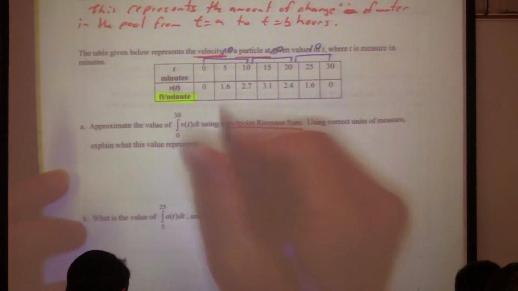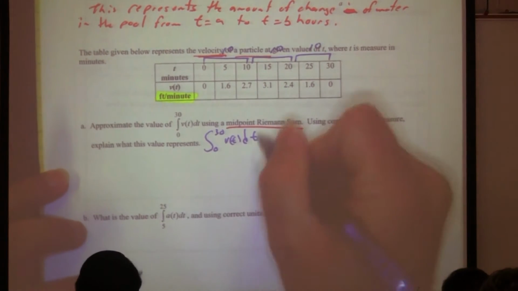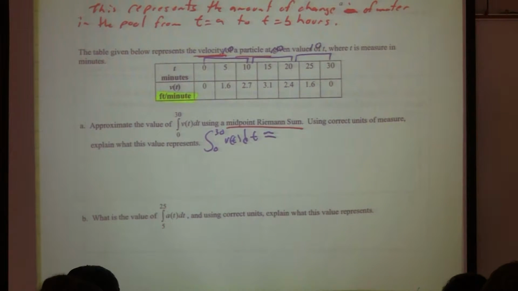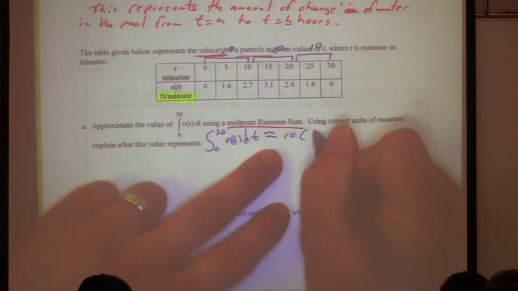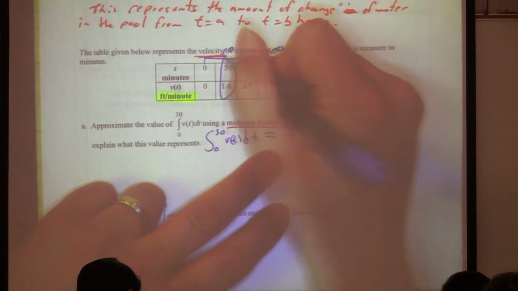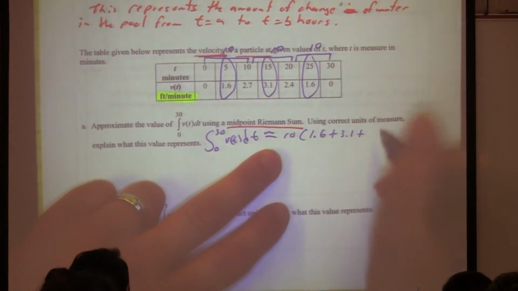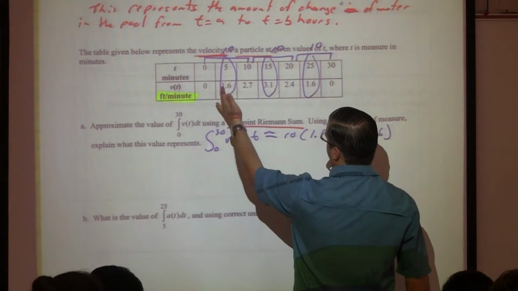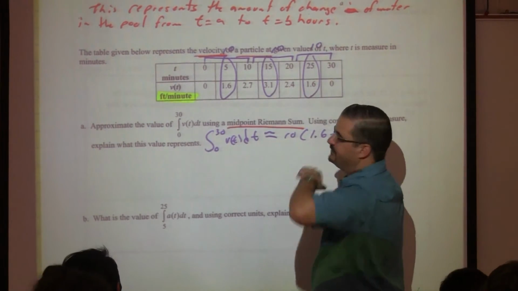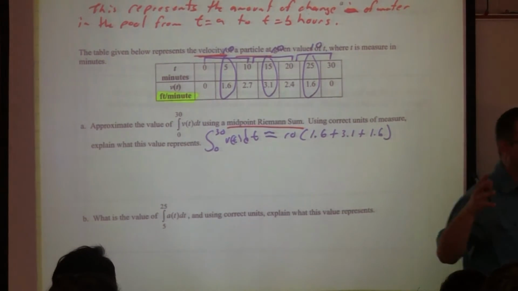So the integral from 0 to 30 of v of t dt should approximately be, not equals because we're doing a Riemann sum, and what would I write? 10 times 1.6, because that's the midpoint, plus 3.1, because that's the next midpoint, plus 1.6. If they said left Riemann sum, then I would use 0, 1.6, 2.7, and so on. Or actually no, 0, 2.7, and 2.4, because there's only 3 subintervals.